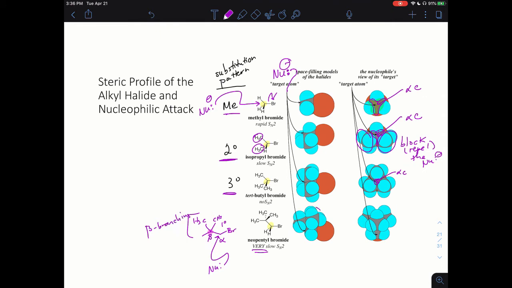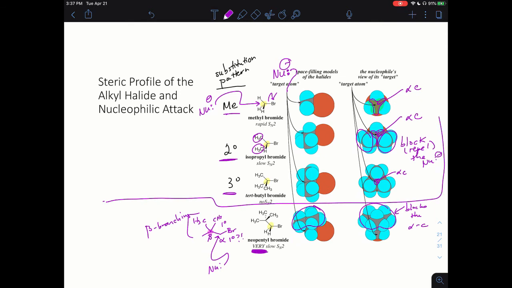And beta branching, this big beta branch here, also blocks the alpha carbon. And so that's why we see slow SN2 with what looks like a primary alpha carbon, but it has this huge beta carbon next to it. So it's even more complicated than just the primary, secondary, tertiary, which I think is easy to understand. But you have to look at the whole molecule as well, and that's what this example shows us.